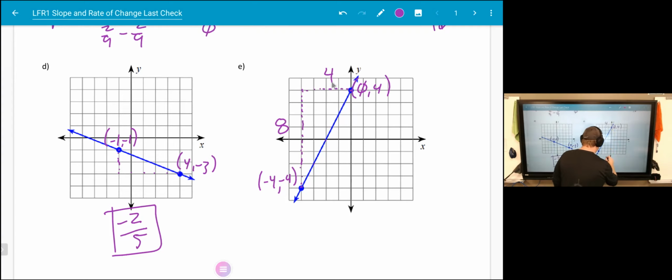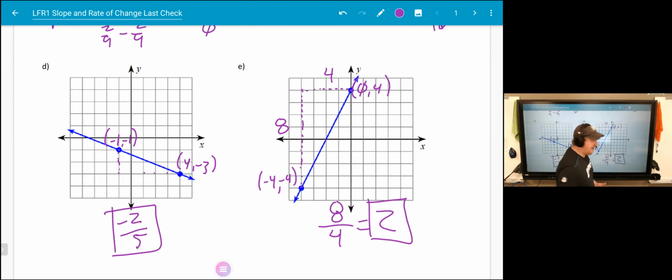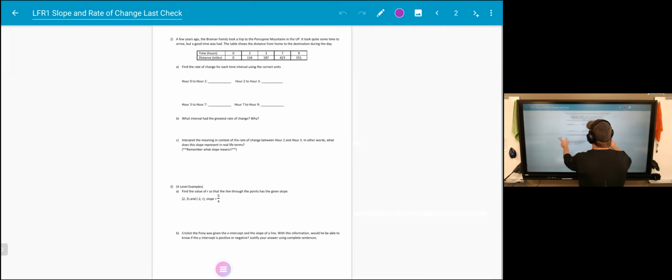4. Rising 8. Running 4. Simplifies to 2, or 2 over 1, right? Rise 2, run 1. Nailed it.